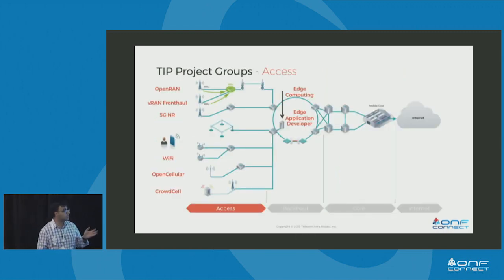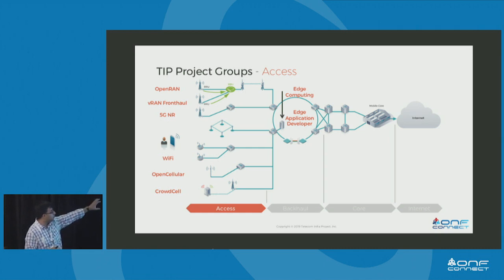So I talked a little bit about the 3 different areas that TIP is invested in. I'm going to talk a little bit about the access project groups. As you can see on this slide, we have 4 different RAN project groups. So we have Open RAN, Virtualized RAN Front Haul, the Open RAN 5G NR, and Open Cellular. So these are the 4 project groups that are radio access network focused.